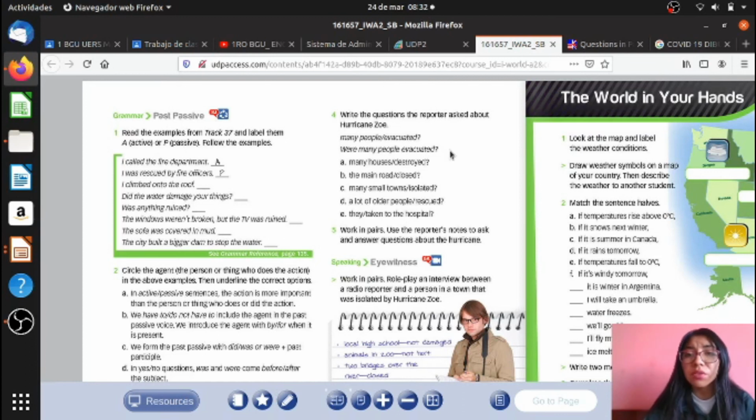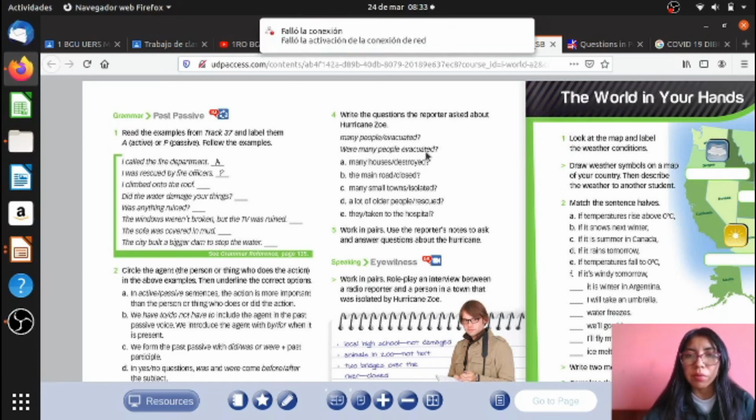In this case, you don't have any agent, so you don't need to use it. En este caso, usted no tiene un agente, es decir, la persona que realizó. So, you don't need to put it. Por esa razón, usted no necesita ponerlo. Nos quedaría the auxiliary was where, the subject, and the verb in past participle. Where many people evacuate.